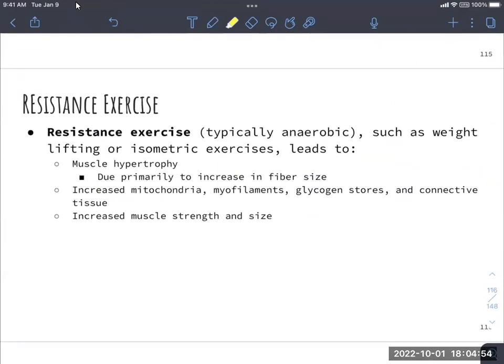Resistance exercise. That's weightlifting usually. And that causes our muscles to hypertrophy or get bigger. And that is because of increased fiber size. As the muscle fiber size increases, our muscles get bigger. But we also increase our mitochondria. We get more myofilaments, we get more glycogen stores, which also leads to more connective tissue. That'll help our muscles get stronger and bigger.